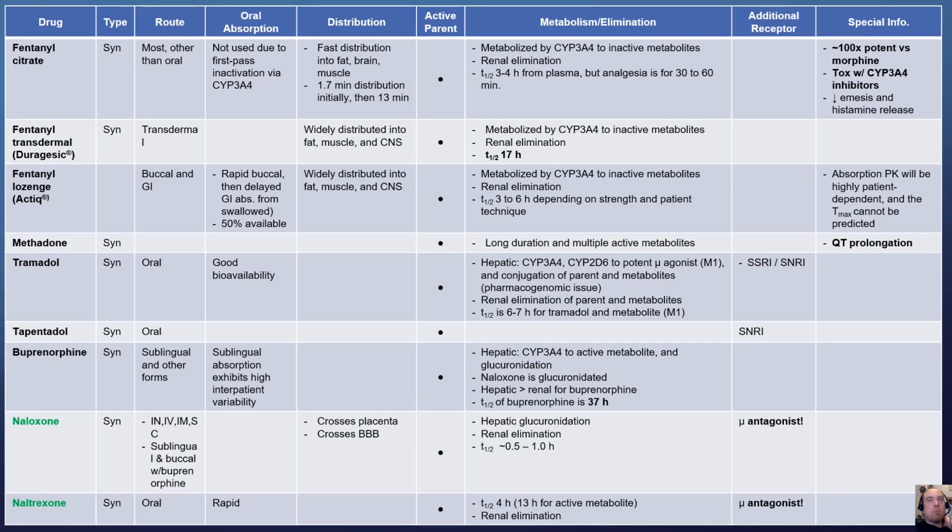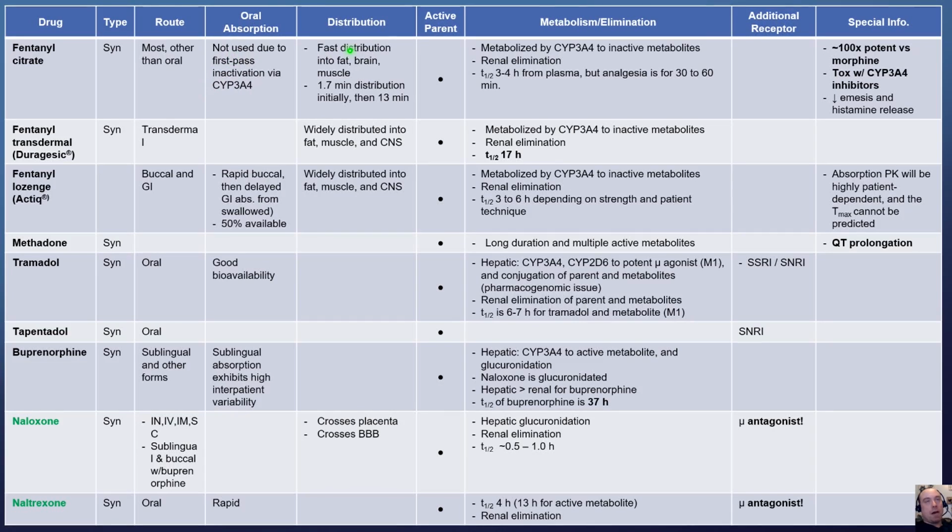So moving on to the rest of the table is fentanyl. Okay, fentanyl is a unique one because it is really one of the most potent opioids used in humans. It is not used orally because of very extensive first pass inactivation by CYP3A4. Right, so if you give it orally, it'll mostly be deactivated and it won't be useful. So that'd be low efficacy.